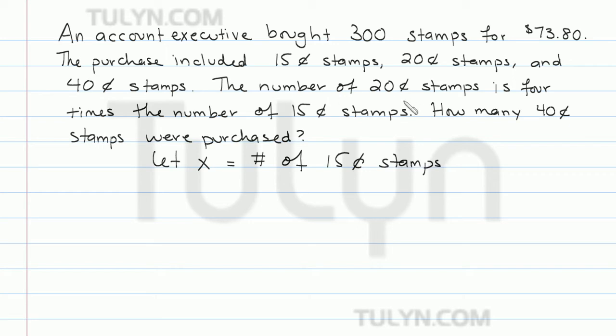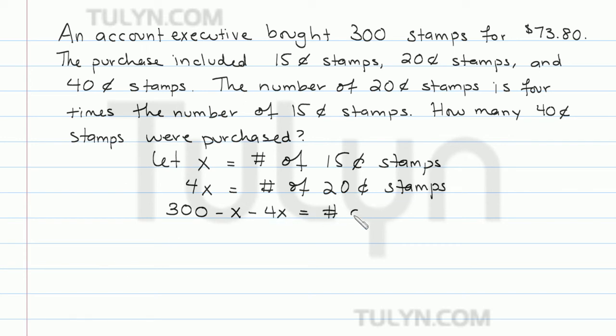Then the number of 20-cent stamps is 4 times the number of 15-cent stamps, so 4x is the number of 20-cent stamps. And to label the number of 40-cent stamps, notice that we have 300 stamps in total. If I take the total number of stamps, subtract the number of 15-cent stamps, and then subtract the number of 20-cent stamps, that gives me the number of 40-cent stamps. In other words, the number of 40-cent stamps is 300 minus 5x.